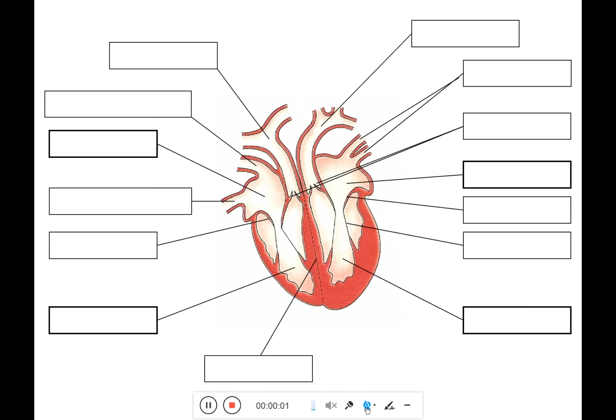This video is going to illustrate to you the blood flow through different parts of the heart during a normal circulation. The first thing you need to identify are the 4 heart chambers. So here they are.